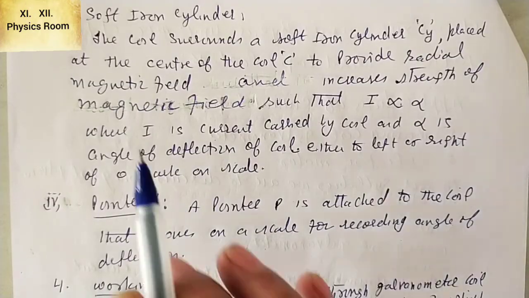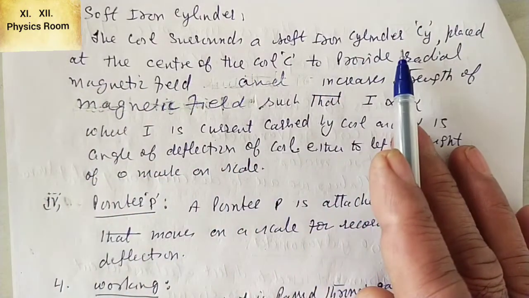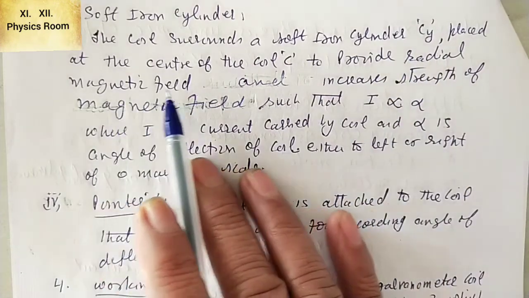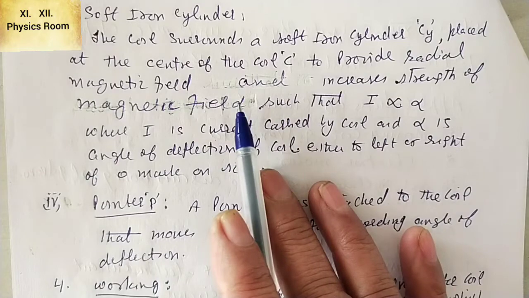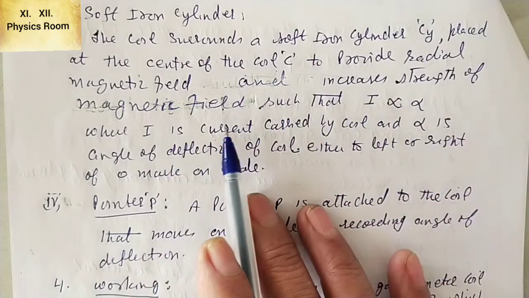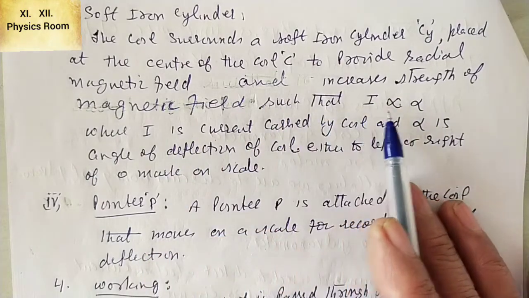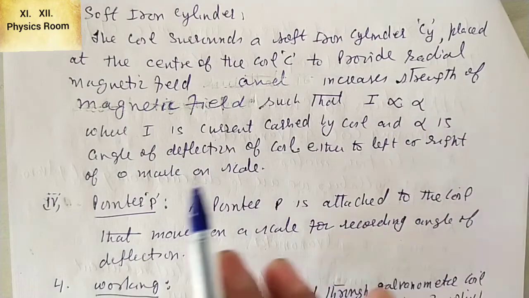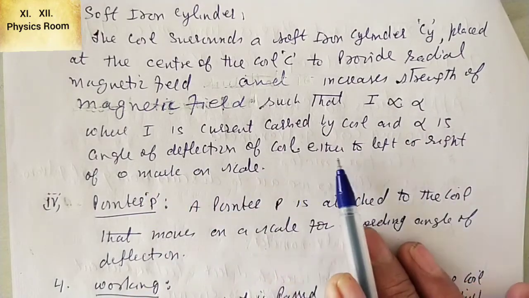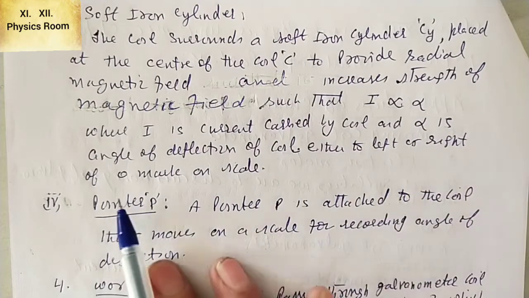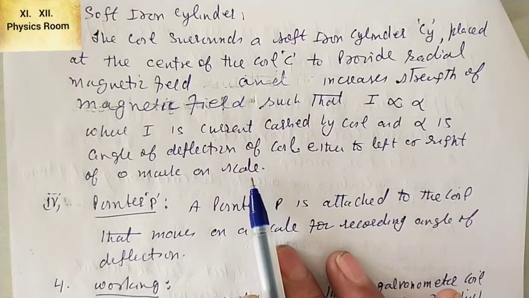Thus, the coil surrounds a soft iron cylinder CY placed at the center of the coil C to provide radial magnetic field and increases strength of magnetic field such that I is directly proportional to alpha, where I is current carried by the coil and alpha is angle of deflection of coil either to left or right of 0 marked on scale.